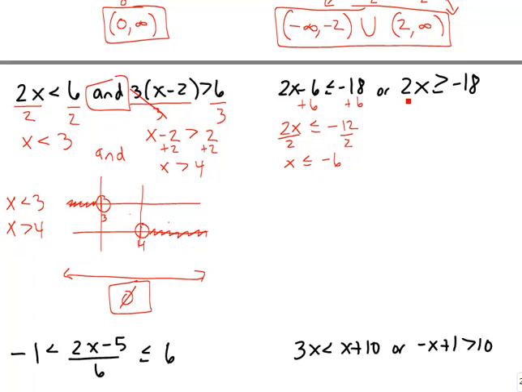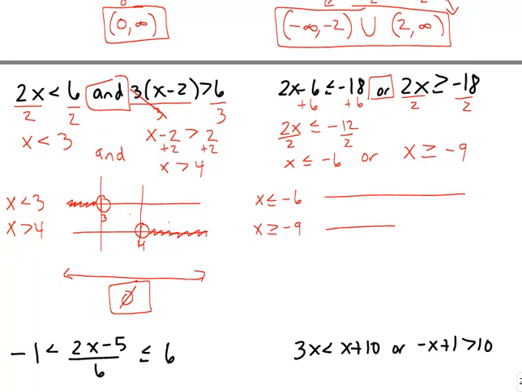For the second inequality, divide both sides by 2. Again, we're dividing by a positive, so you don't have to flip. And this is going to give me x greater than or equal to negative 9. And this word in between was an or, so that's going to be a union problem. So we want x less than or equal to negative 6 or x greater than or equal to negative 9.